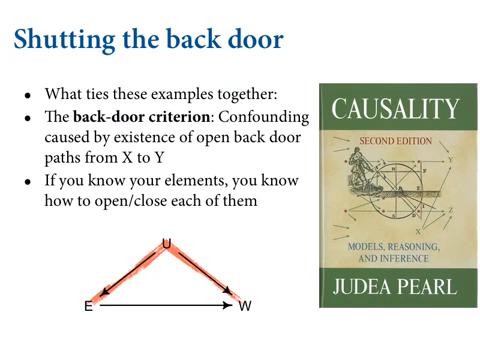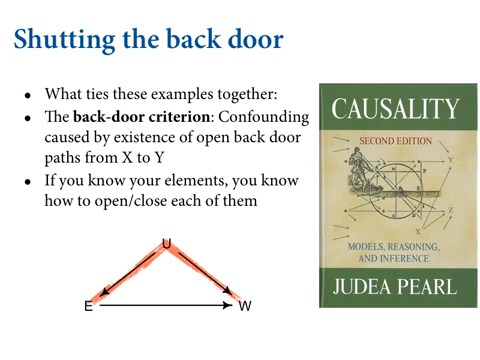Let me try to bring this all together. I know this is confusing. There is a framework that unites all these examples, and it's called the backdoor criterion. This is due to Judea Pearl, who's a computer scientist at UCLA. He published this book, Causality, in 2000, 2001, which lays out this framework.